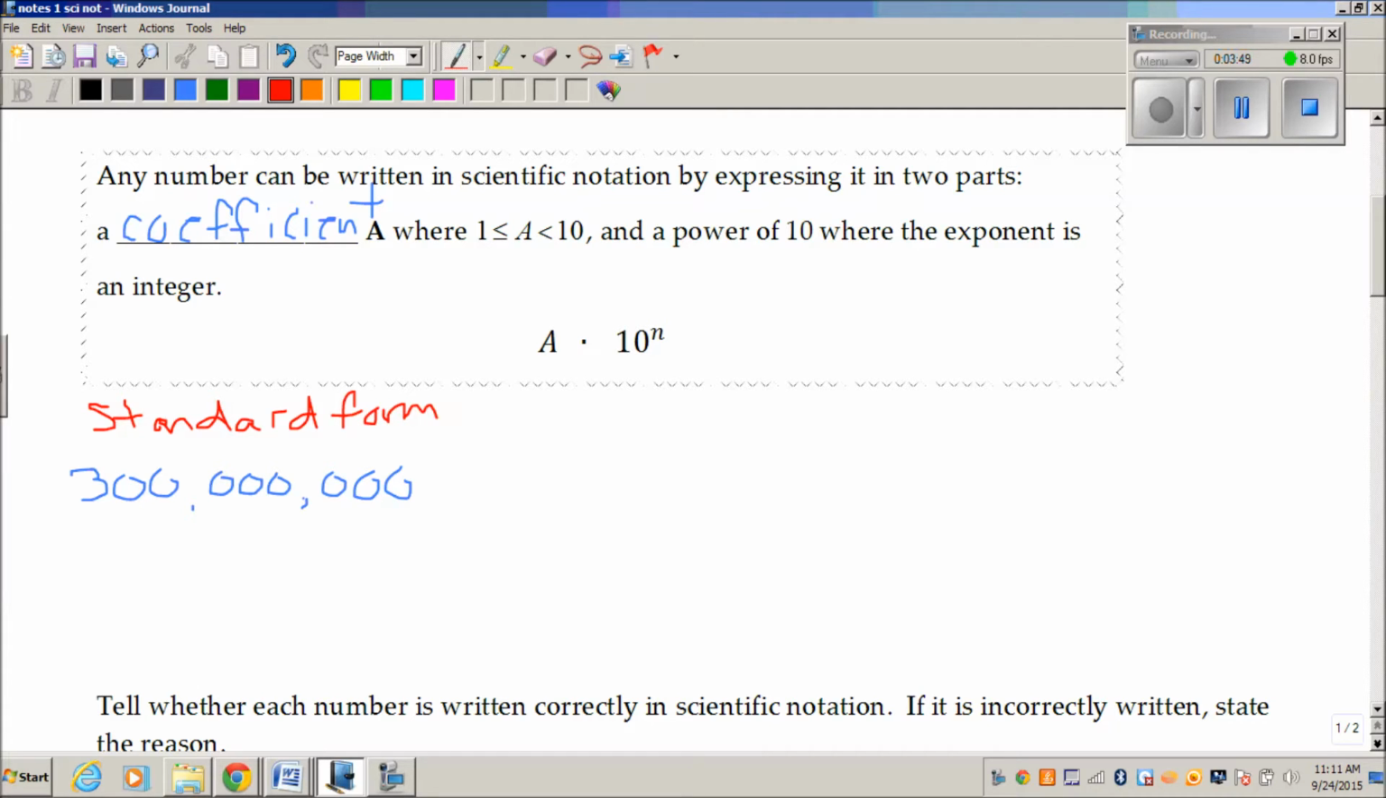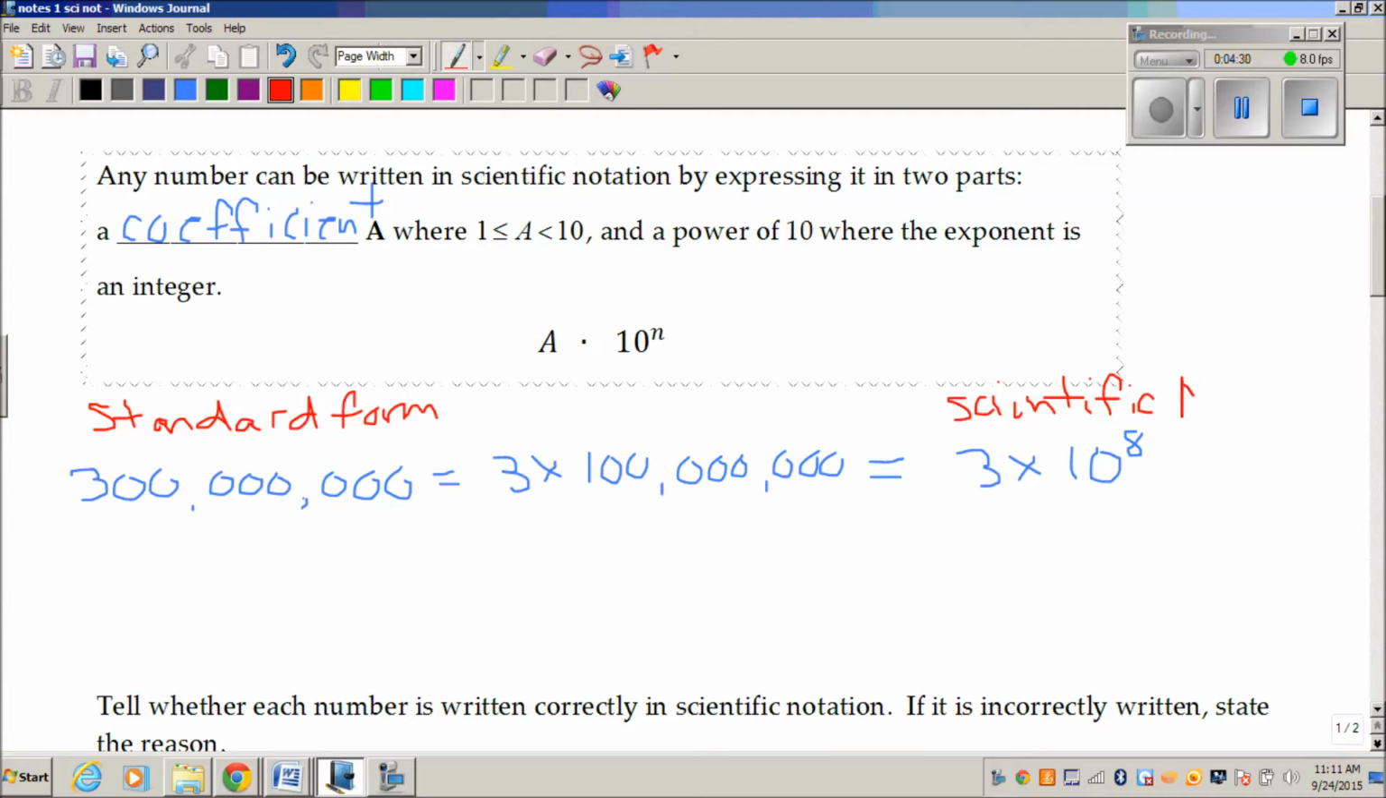Well, we know from what we've done already that 300 million is 3 times 100 million. Okay? And we see the number 100 million has 1, 2, 3, 4, 5, 6, 7, 8 zeros in it. So we can rewrite this number as 3 times 10 to the 8th. And this number is called scientific notation. It's still equal to 300 million.